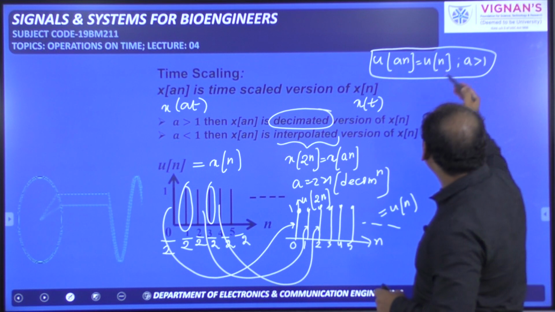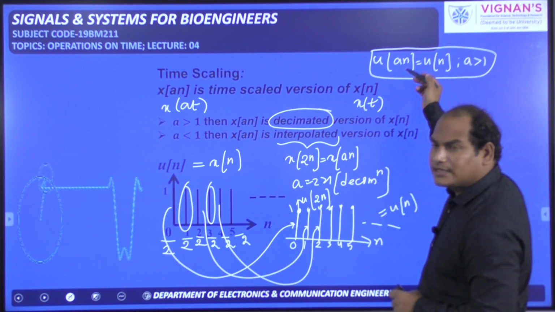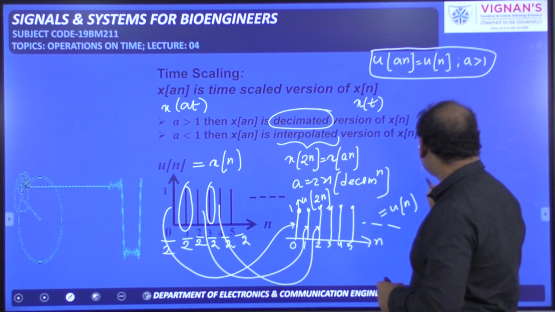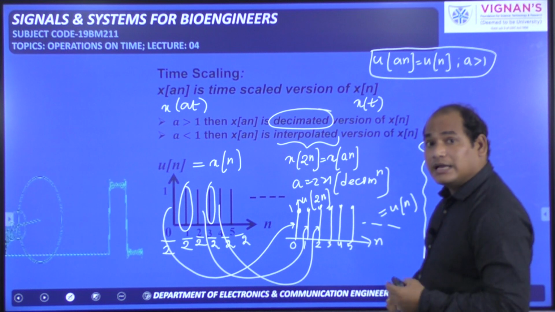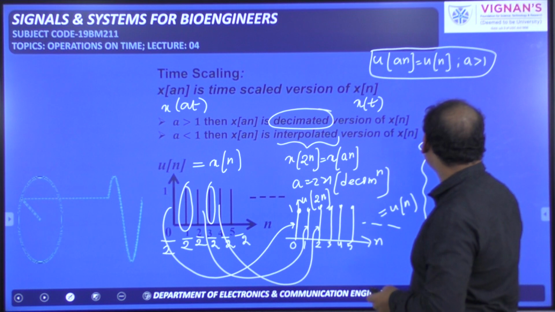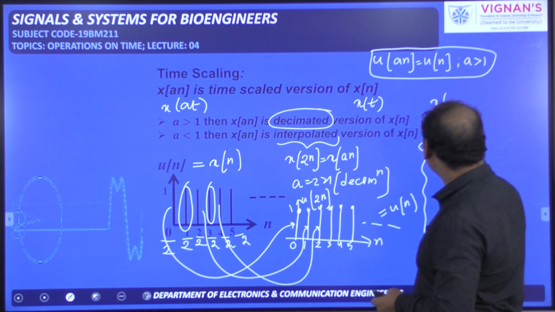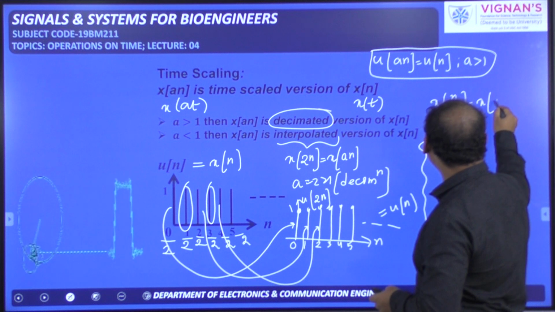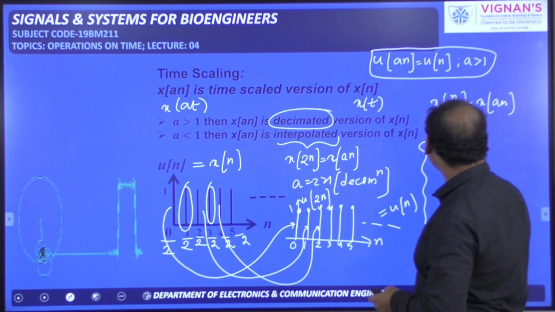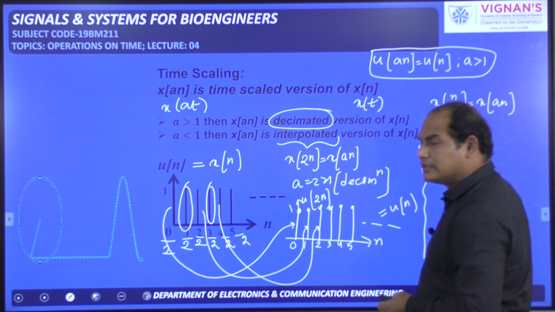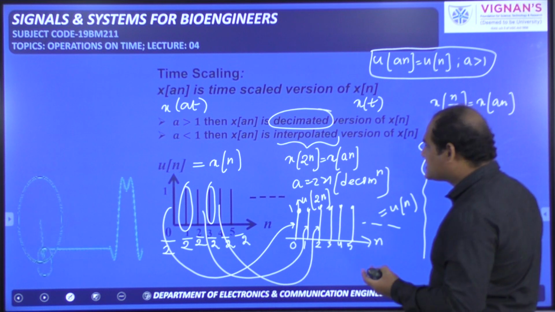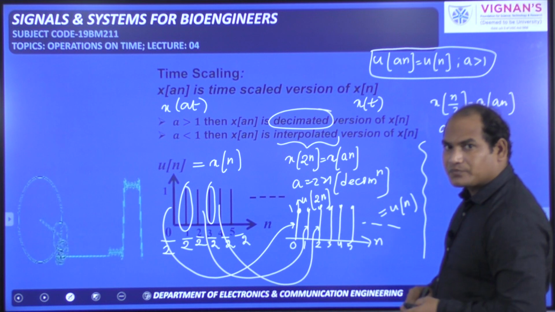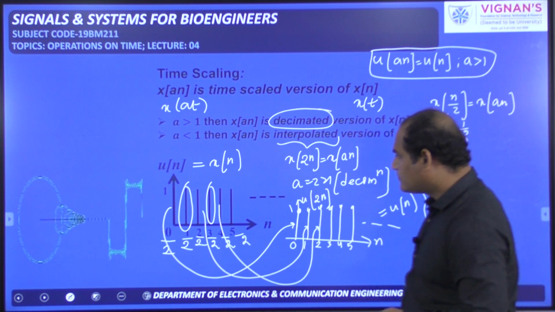For competitive examinations like GATE, the questions will be asked like this. Next, now we will perform by taking a less than 1, that is 1 by 2 we will take. So I want to draw x of n by 2. Compare this one with the standard one, that is x of an. You will observe that a is equal to 1 by 2. Again the same procedure, the time axis has to be divided with the scale factor a.